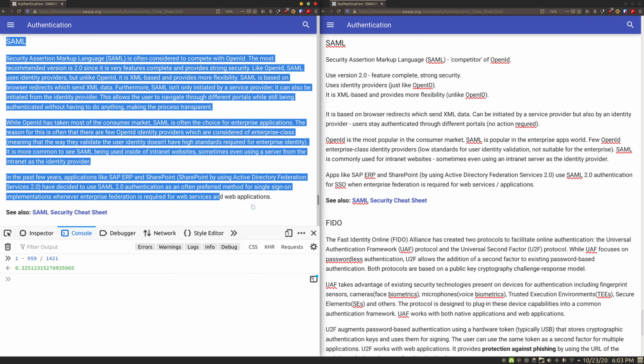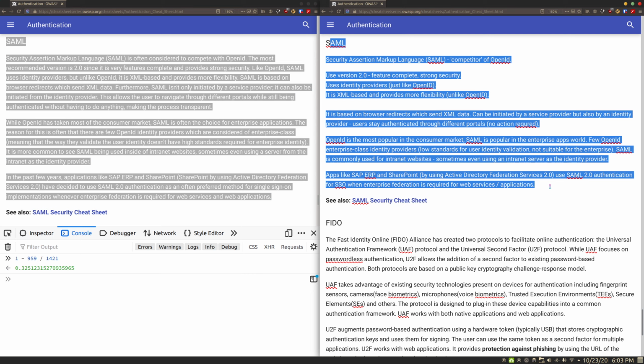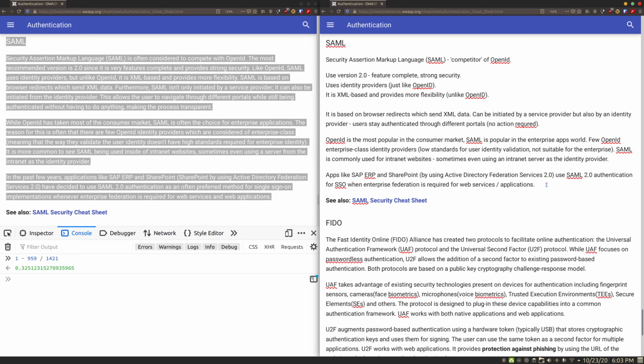Traditionally on the left you can see the original, here is my version, shorter, hopefully simpler and easier to understand, and here is the ratio. We have achieved this time 32.5% less text.